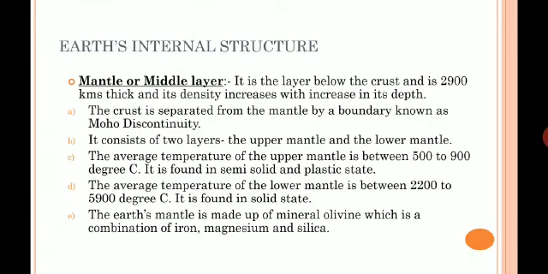The earth's mantle is made up of the mineral olivine, meaning the mantle of the earth is made up of olivine mineral, in which a combination of iron, magnesium and silica is found.